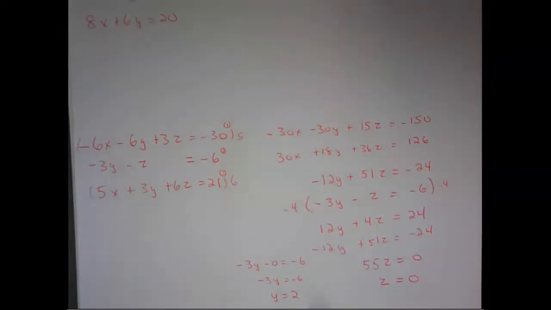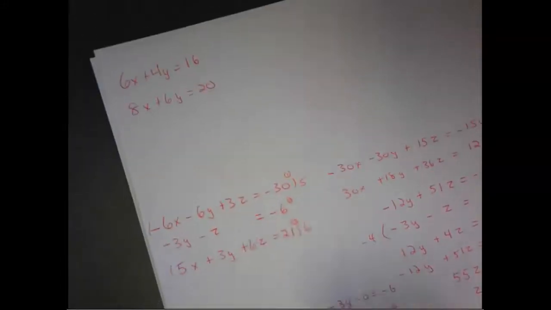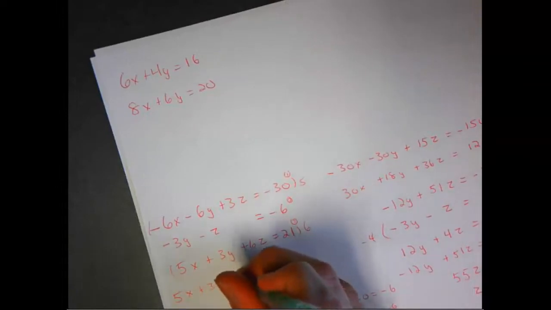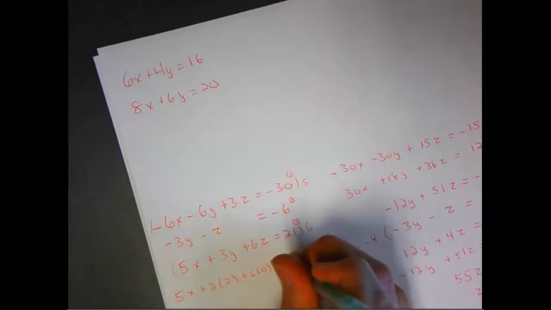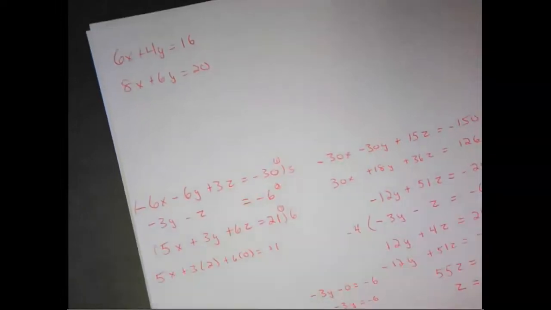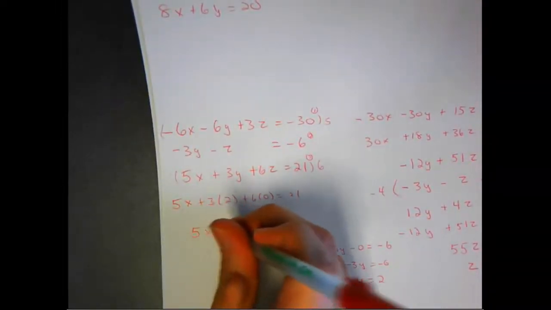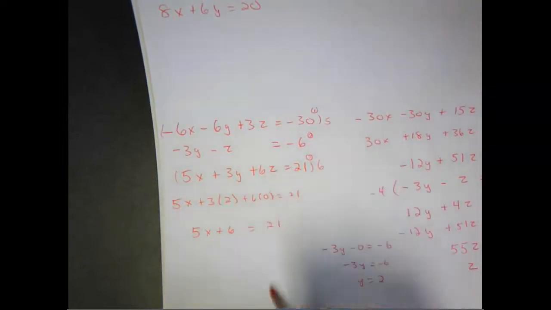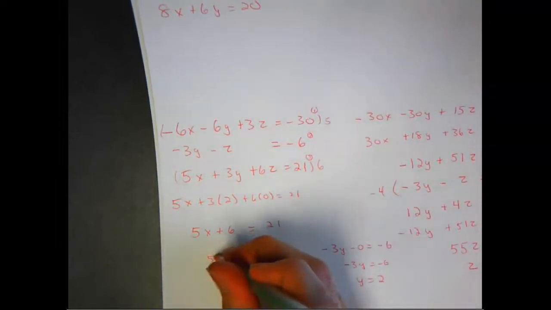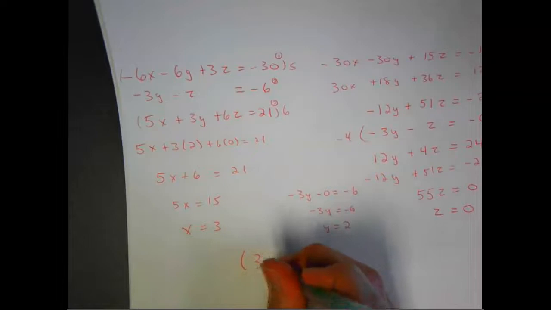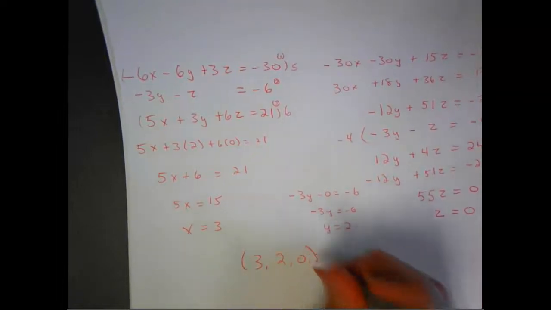Now I have z and y. I can take them both and plug them in up here. So I get 5x plus 3 times 2 plus 6 times 0. You could have done either of these equations to get x, it doesn't matter. 5x plus 6 equals 21, that's just 0. Minus 6, so x equals 3. And then you write your answer as an ordered triple: 3, 2, 0.